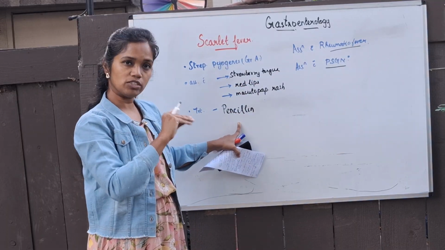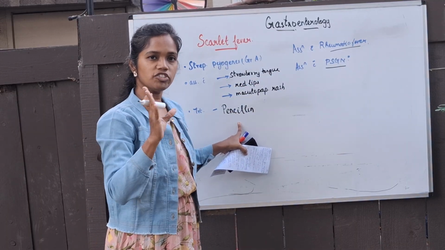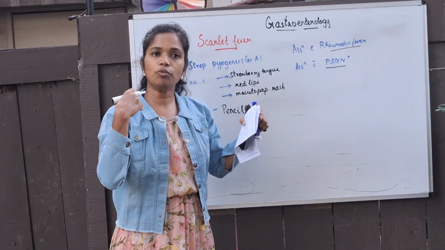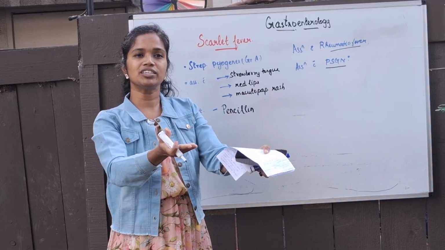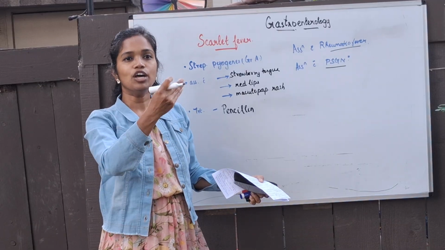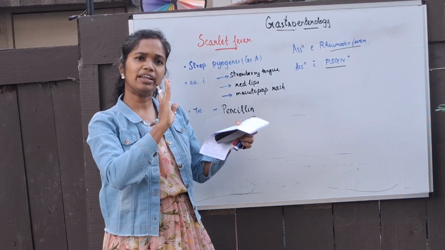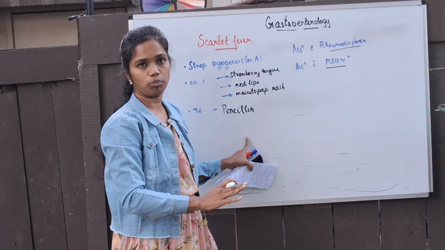So, when we give penicillin, Streptococcus pyogenes is eradicated. Now, the body need not produce antibodies against Streptococcus pyogenes, and those antibodies need not cross react with the heart valves, resulting in rheumatic heart disease. So, therefore, rheumatic heart disease is prevented with this antibiotic.